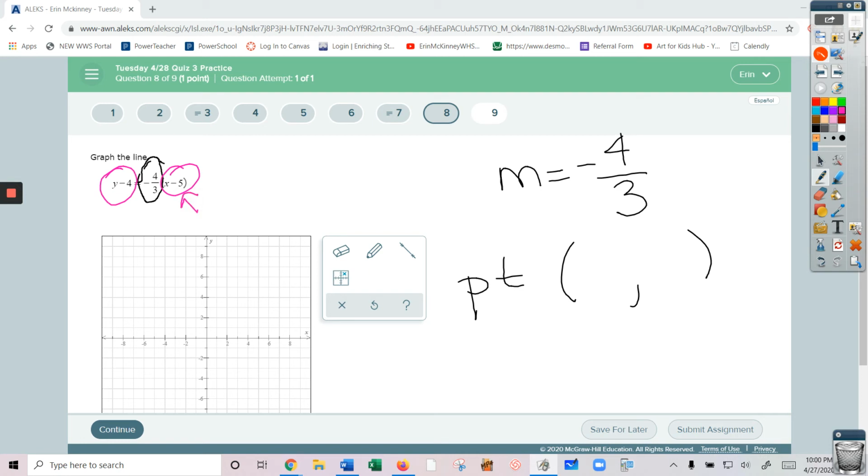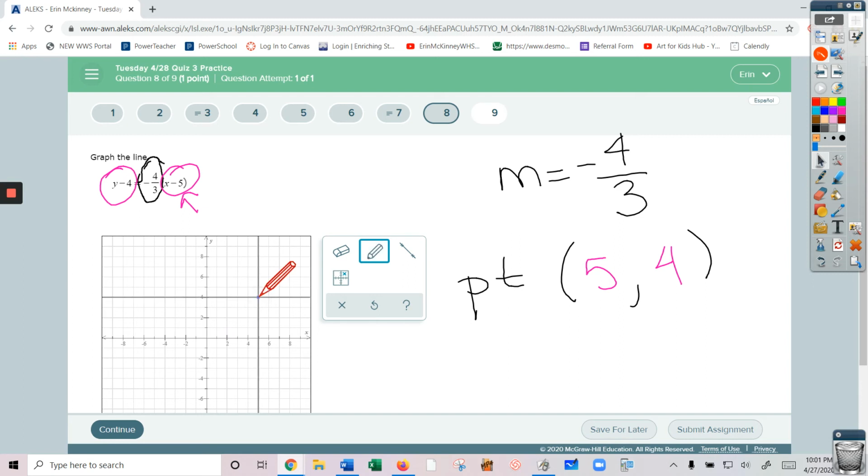So this is going first. Whatever it looks like, we want to take the opposite sign of it. So it looks like a negative 5, so I'm going to put a positive 5. The same thing with my y. It looks like a negative 4, so I'm going to put a positive 4. Then I'm just going to plot the point. We always start with the point first. So I'm going to plot the point 5, comma 4.